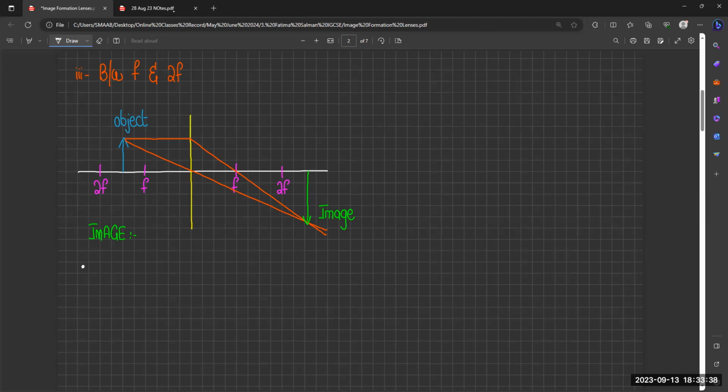Image is formed beyond 2F, right? Yes, your object is blue color, that is given in the third part, that is between F and 2F, right? And the nature of the image is real. And the third one is inverted.